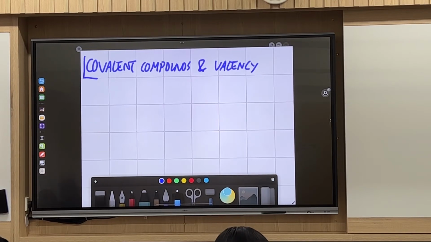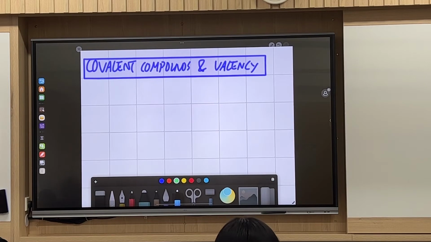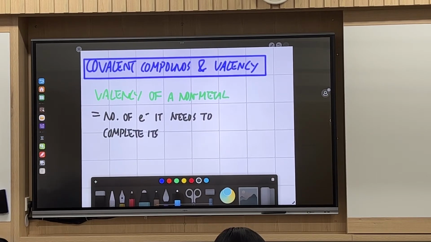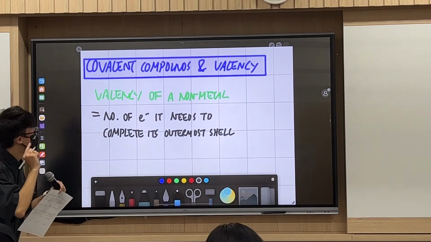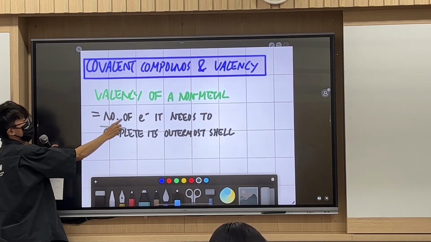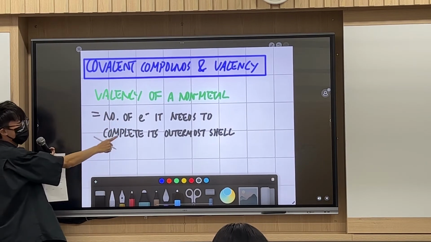First of all, you may want to put this in a book because you may lose this page anyway. Valency of a non-metal is the number of electrons it needs to complete its outermost shell. What does valency mean? This is the meaning of valency: it is the number of electrons an atom needs to complete its outermost shell.